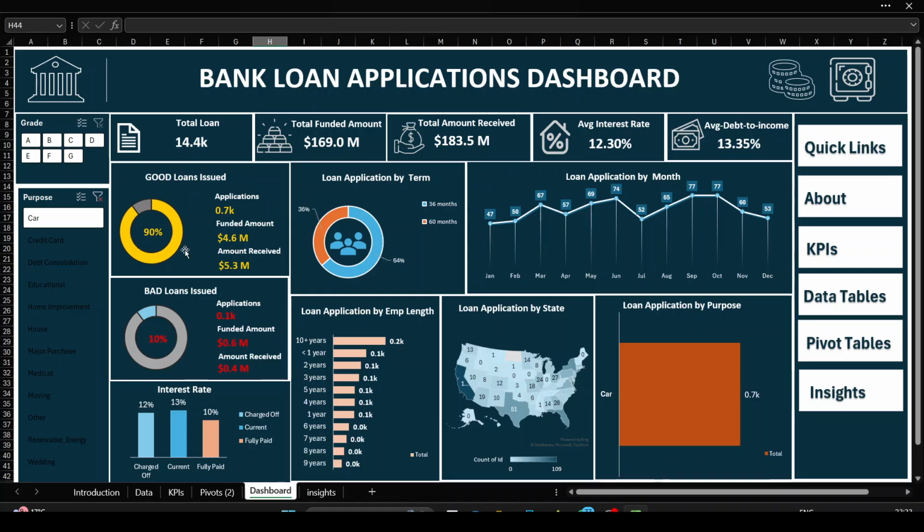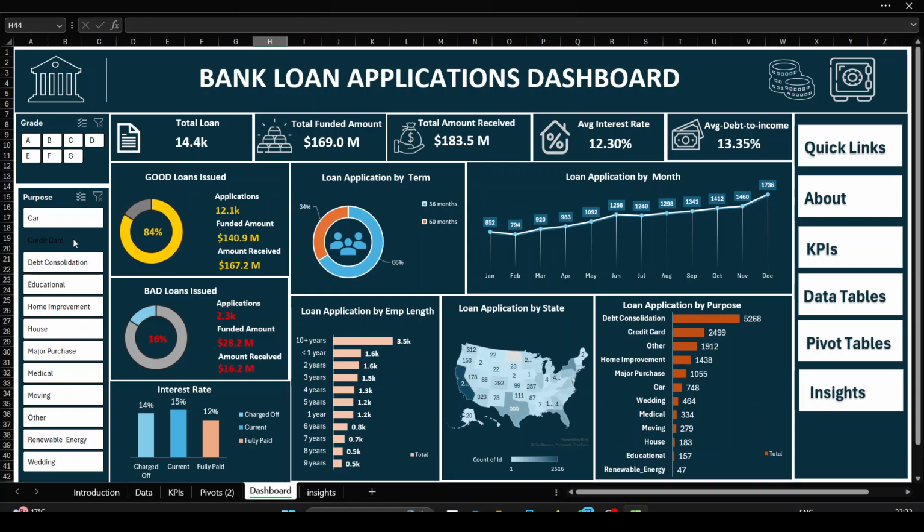The average interest rate is still 12.30%, and if we look here, 10% of people have fully paid, 13% of people are currently paying, and 12% of people are charged off. Now, here if you see, only 0.7k of applications were passed for the car loan.